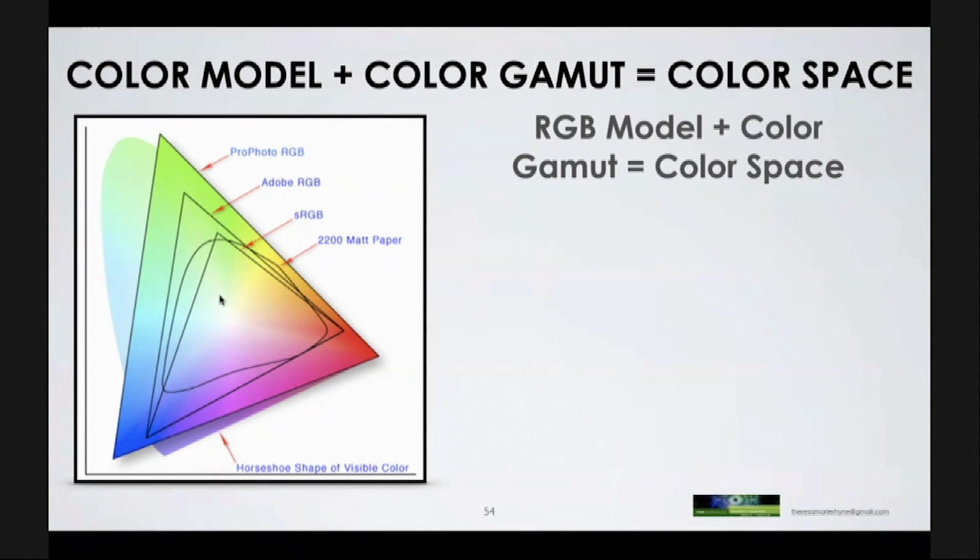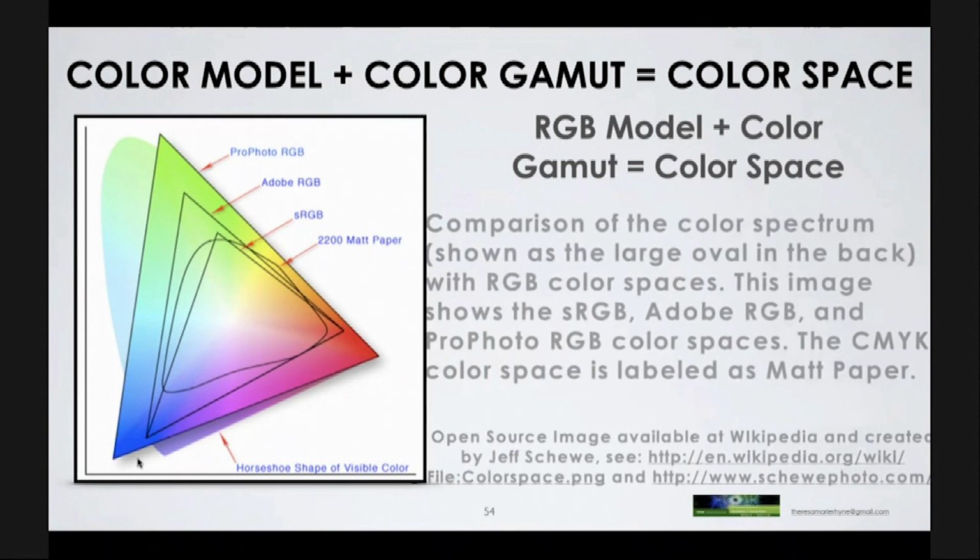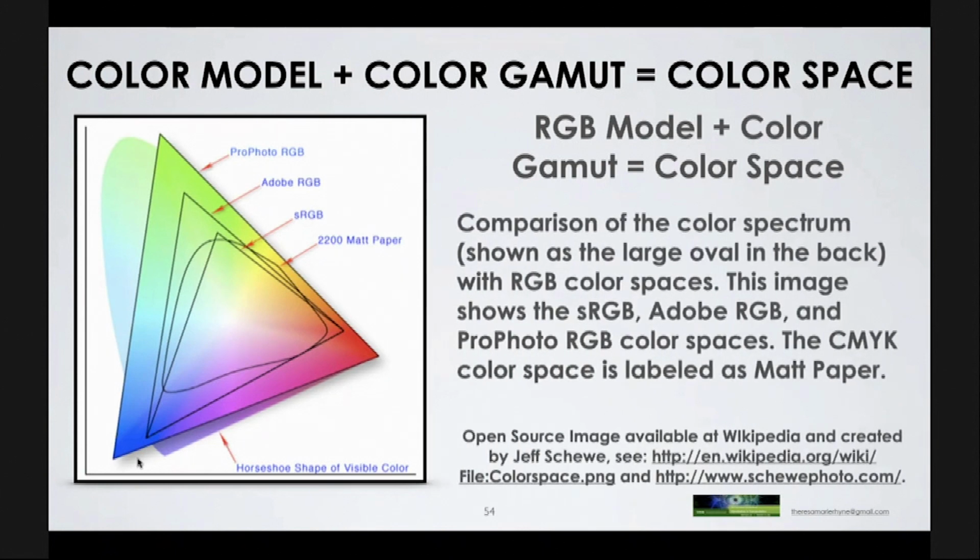Now, ProPhoto RGB, if you look at this diagram I've shown you here, some of those colors are outside the range of what human beings can see. So you could potentially create a digital image that you can't see the complete color range. Now that horseshoe in the background, that is actually the complete range of what humans see. So this is a comparison of spectrums here.